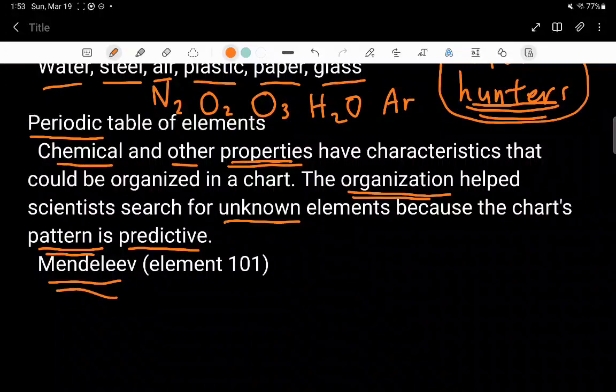Mendeleev, brilliant guy, famously a very, very good teacher. And I think this is pretty cool, but each of these elements is labeled with what's called an atomic number.